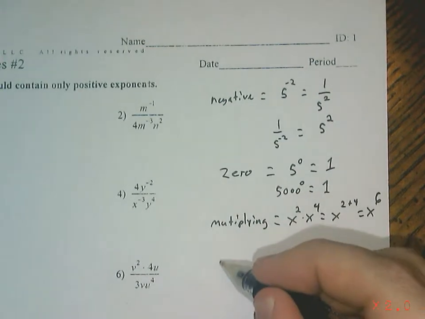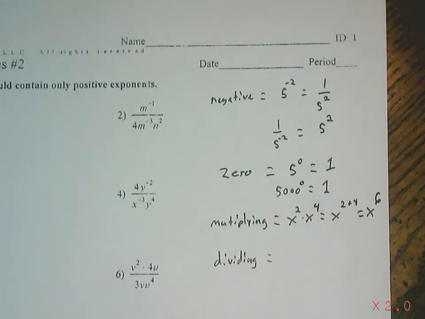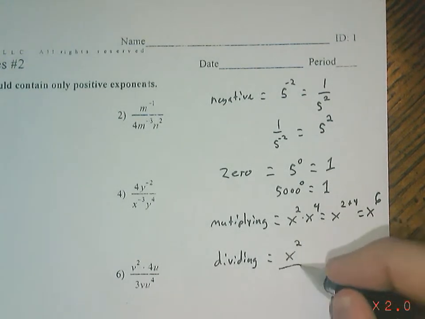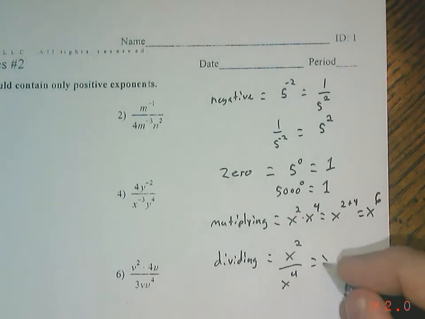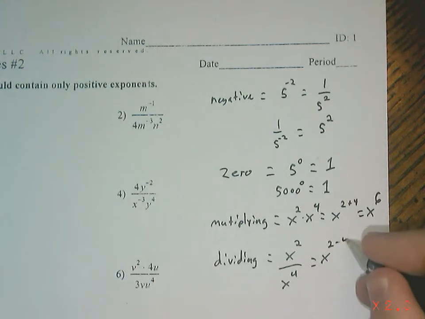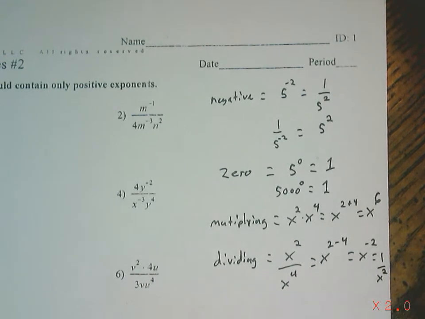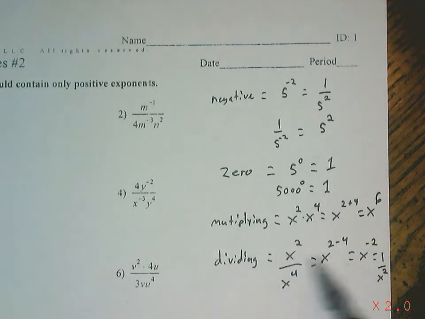Next one we're going to talk about is the dividing exponent rule. So again, using the previous example, x squared over x to the 4th is the same as the top exponent 2 minus the bottom exponent 4, which would be x to the negative 2, or 1 over x squared. So with that one, you just subtract them, where with multiplying you add the exponents, dividing you subtract. And it's always the top minus the bottom.